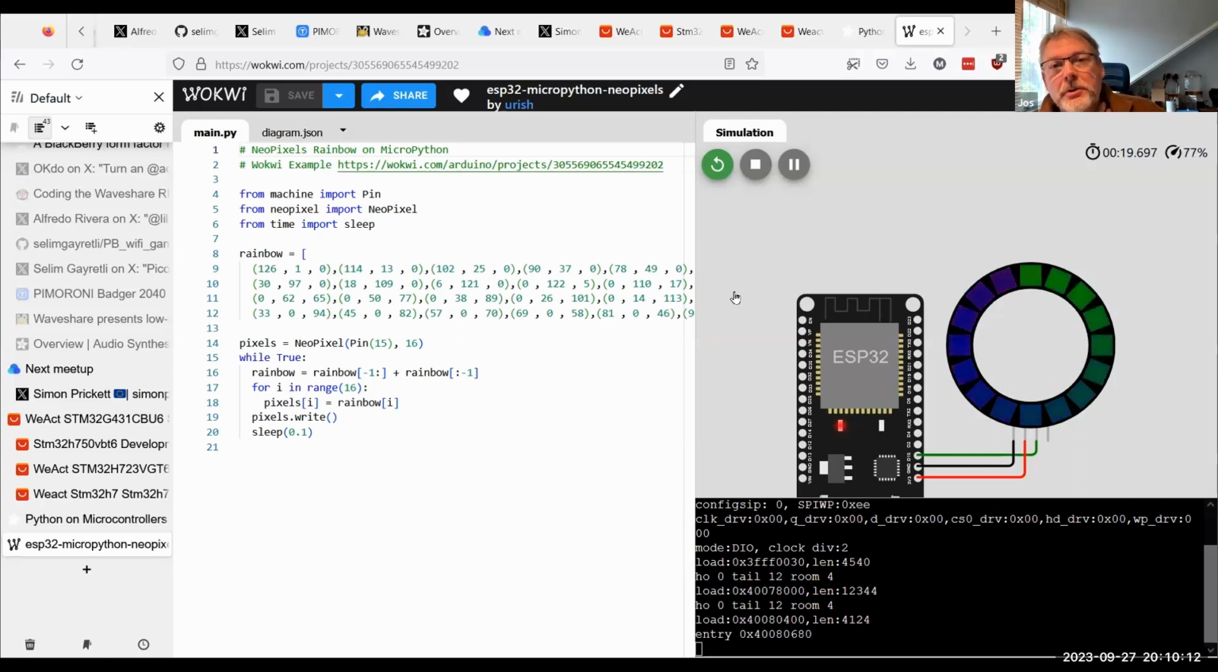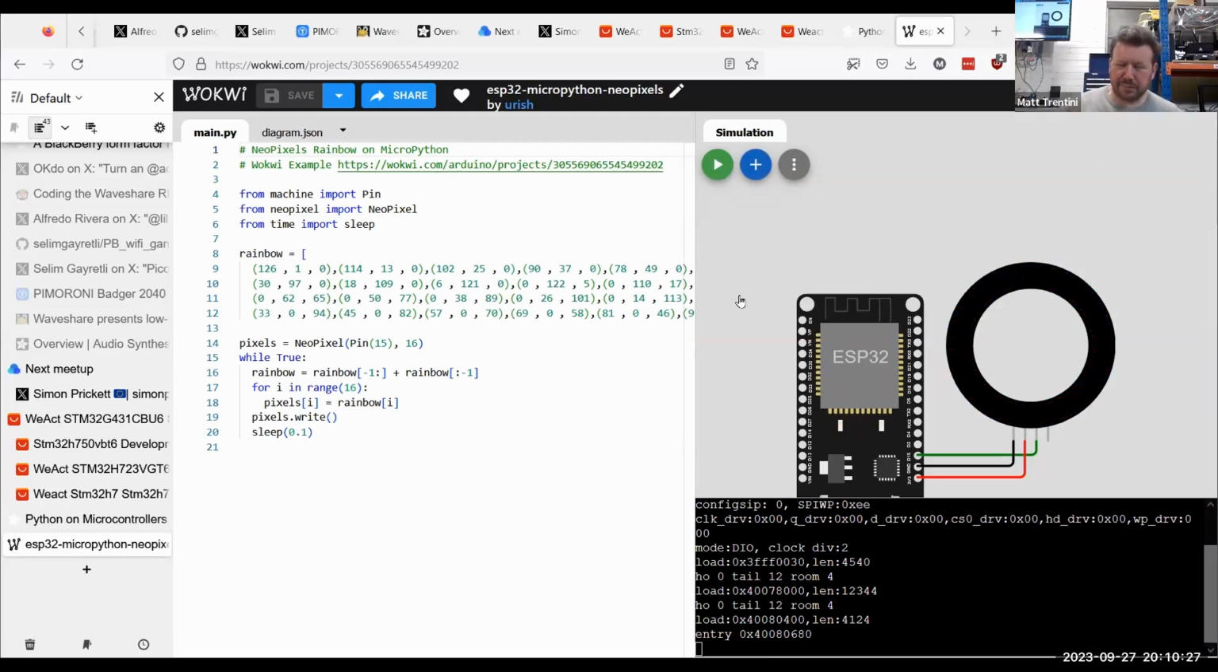He's got the RP2 as well, including things like PIO emulation, which has a really cool debugger for PIO, where you can actually see your PIO program running. Wow. And single step it. It's a really good tool.